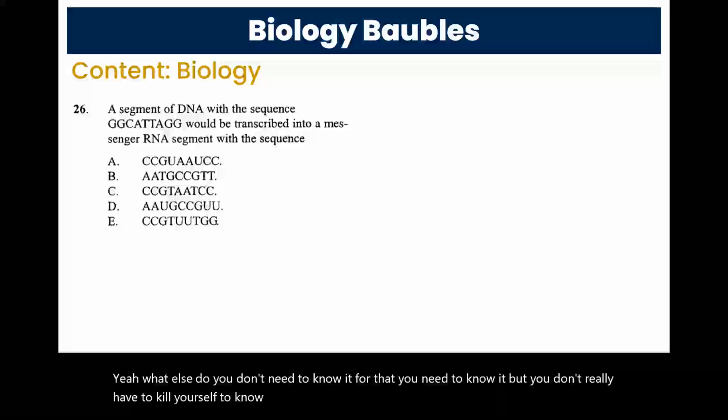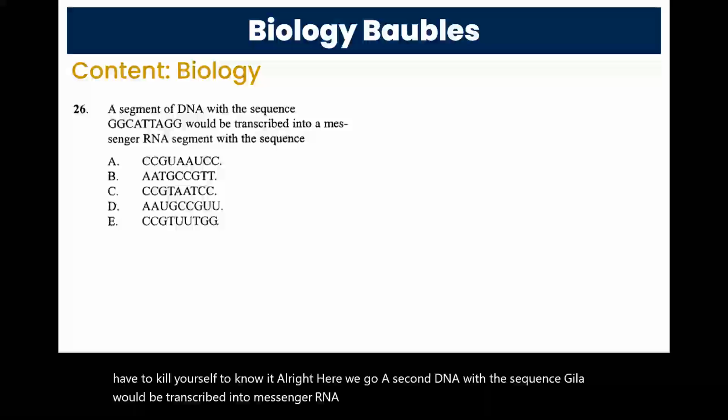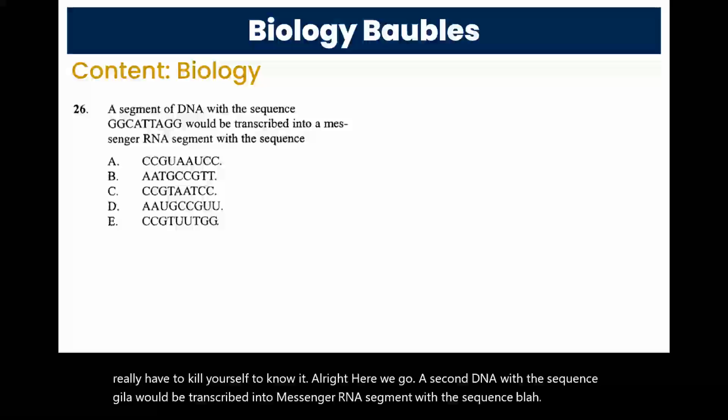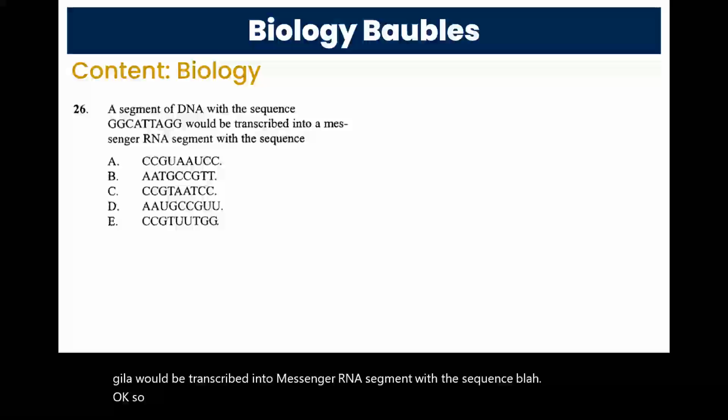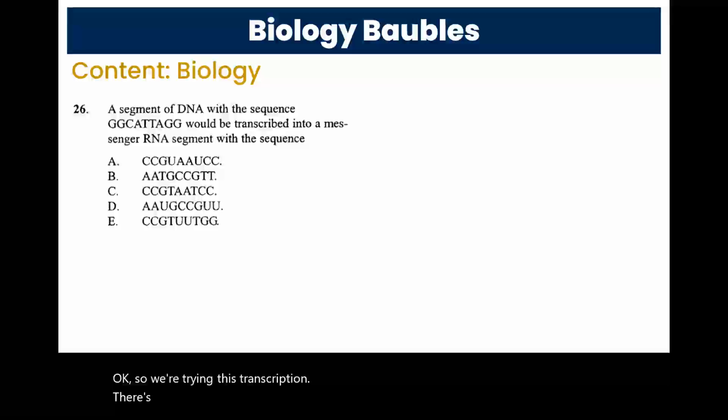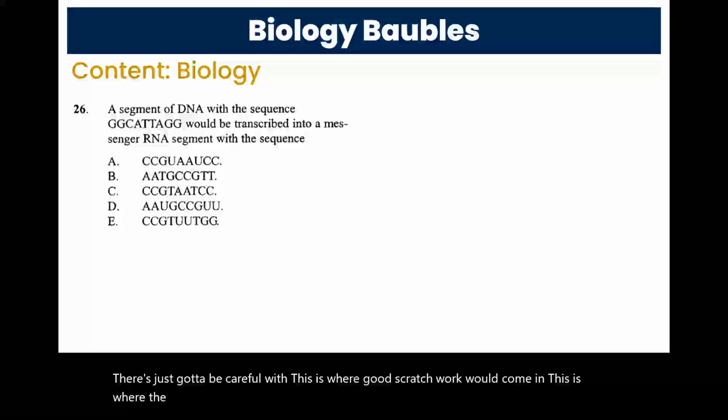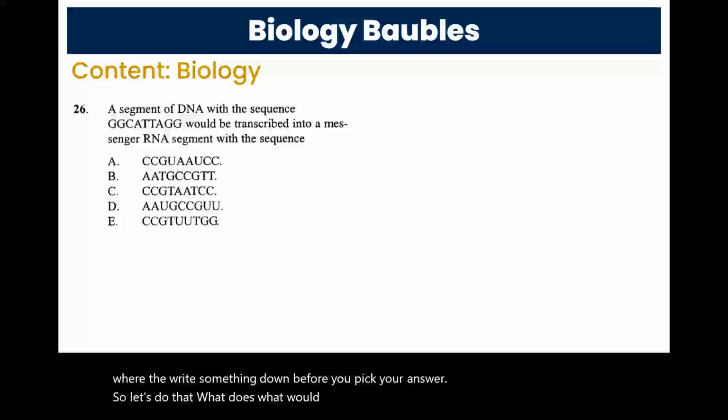All right, here we go. A segment of DNA with the sequence would be transcribed into a messenger RNA segment with the sequence blah. Okay, so we're doing transcription. You just got to be careful with these. This is where good scratch work would come in. This is where I would write something down before you pick your answer. So let's do that. What would be going with G for my RNA?